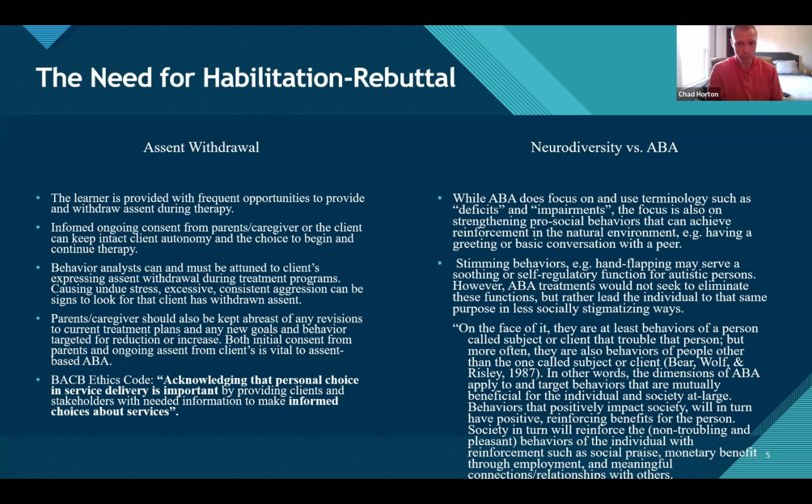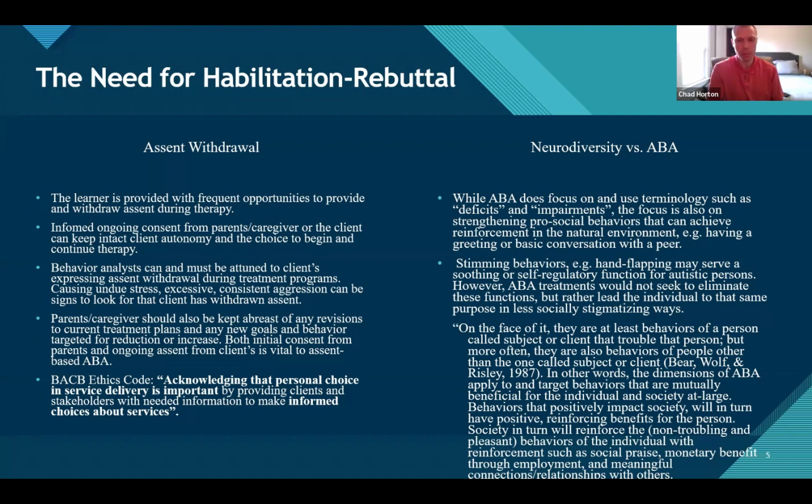So take a look at a quote here from Baer, Wolf, and Risley, 1987. It says, on the face of it, they are at least behaviors of a person called subject or client that trouble that person, but more often they are also behaviors of people other than the one called subject or client. So we're thinking here in terms of behaviors that are mutually beneficial, that back and forth reinforcing exchange, behaviors that positively impact society, such as being able to obtain employment, hold down a job, and then having a rewarding, meaningful profession, making money, which fosters independent living skills, which in turn builds self-esteem and self-confidence, and that kind of thing.